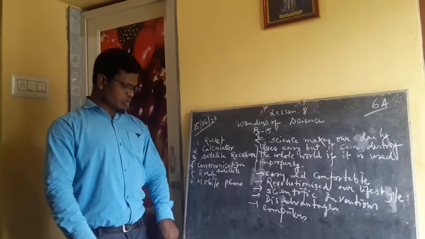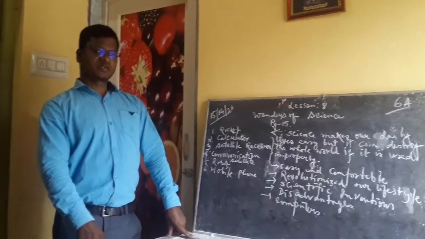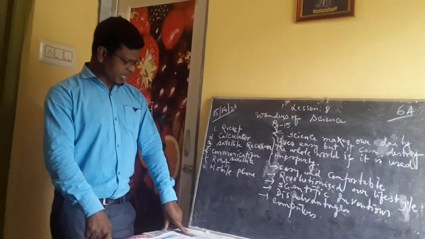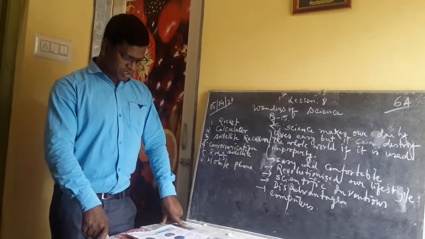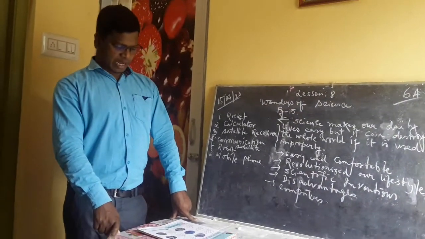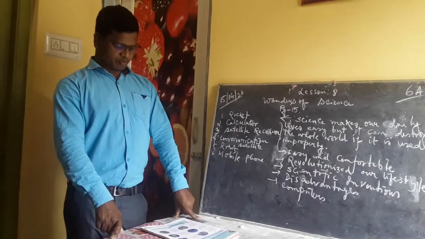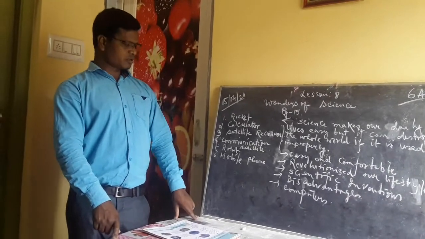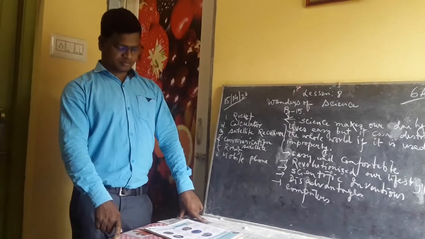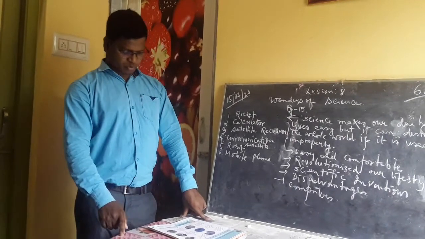The other side, a device to detect radio waves sent by distant and invisible stars. What is the answer? Satellite receiver. Next one, we have an object that orbits the Earth and is used in sending messages from one end to the other. Communication satellite. So this way, the other questions are also there.